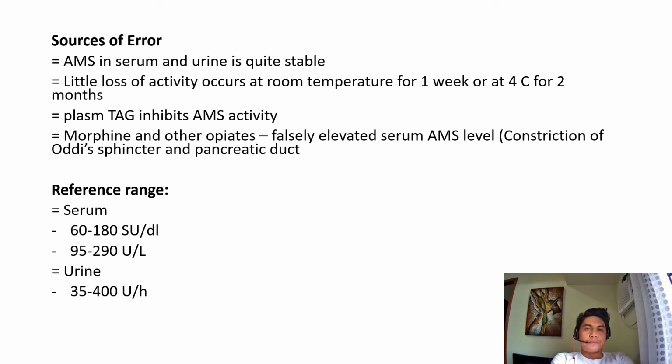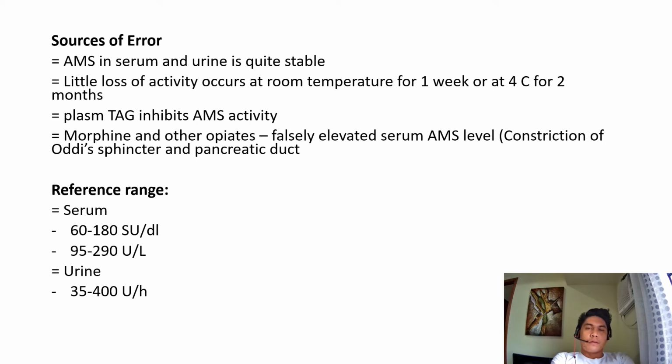Okay. Next, regarding morphine and other opiates, it falsely elevates serum amylase level because it causes constriction of the Oddi sphincter and pancreatic duct. Okay, so that's the effect of morphine to amylase activity. It's increased. Okay, so next is reference range for serum.